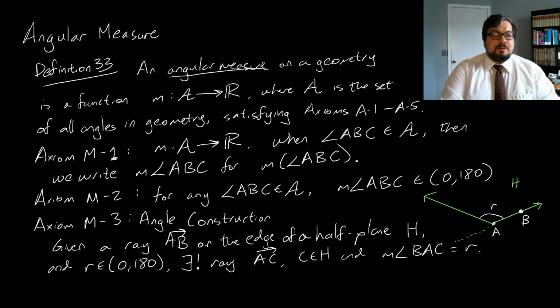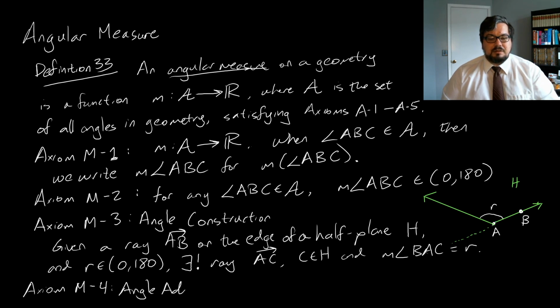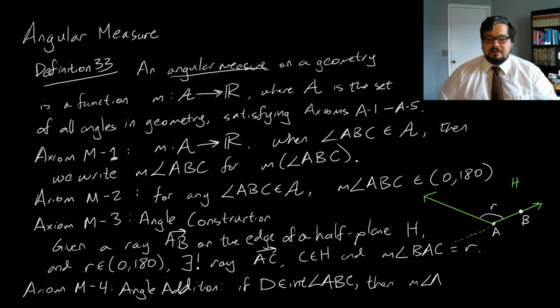So this tells us that we can construct angles how we like, or with any measure that we've got. Axiom M4 is angle addition. And it says that if D is in the interior of angle ABC, then the measure of angle ABC is equal to the measure of angle ABD plus the measure of angle DBC.